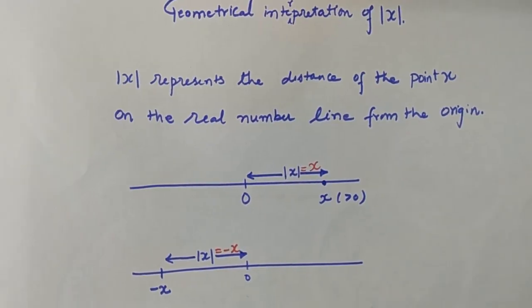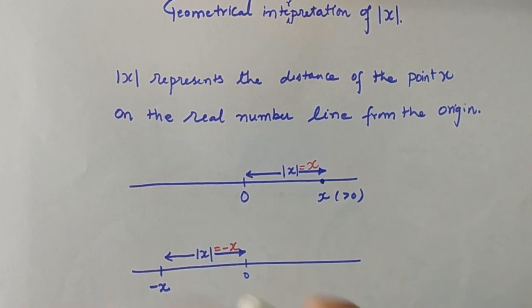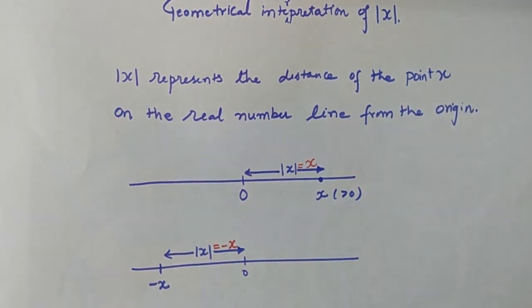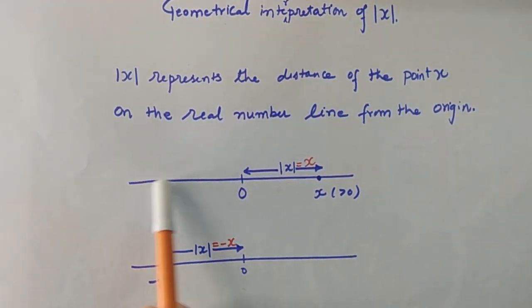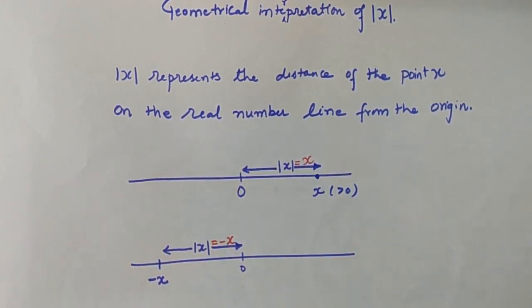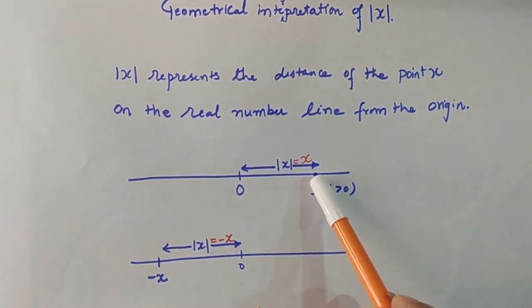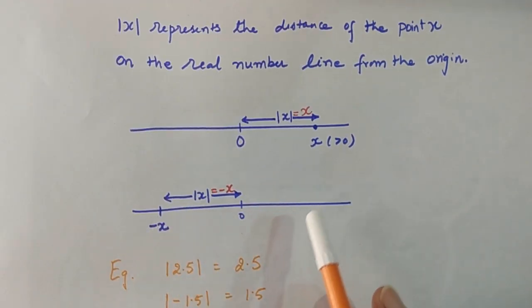Let us understand the geometrical interpretation of the absolute value function. Mod x represents the distance of the point x on the real number line from the origin. So if we plot the real number line and locate the point x on it, modulus of x is nothing but the distance of the point x from the origin, as you can easily see in this figure.